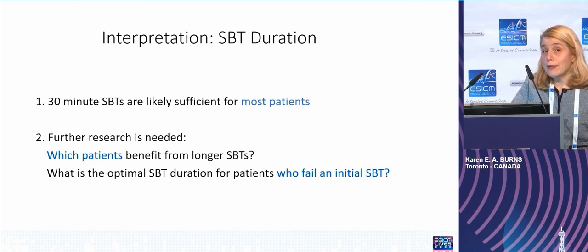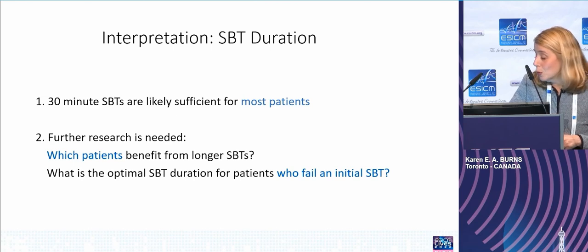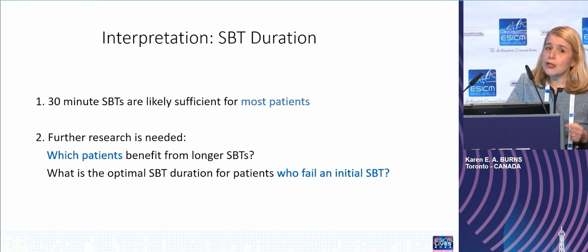And you may recall on the slide where we compared the task force on weaning versus the ATS ACCP recommendations that the ACCP ATS recommendations made 0 recommendations regarding SBT duration because no data has been pooled in the literature. So I think 30-minute SBTs are okay for most patients. The problem is we don't really understand who needs a longer SBT. That's not really well teased out in the literature.